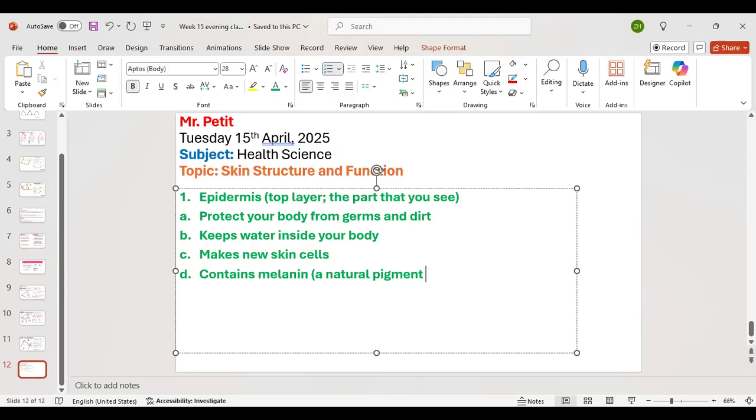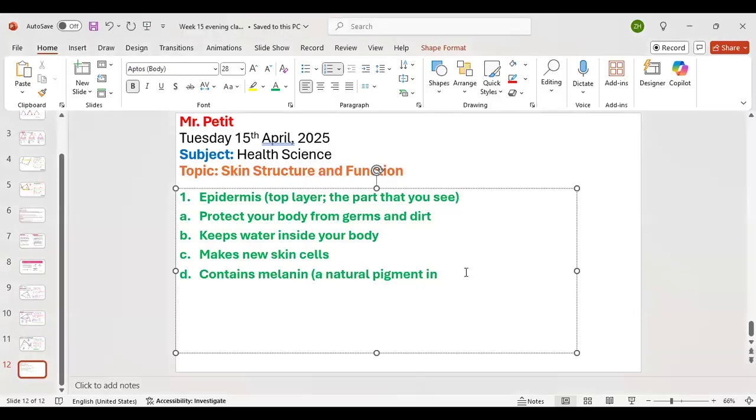It's a natural pigment. People that are really black have a lot of melanin, and albino people have really low melanin. You said albino people have no melanin? I don't think they have any. Look it up and then let me know.